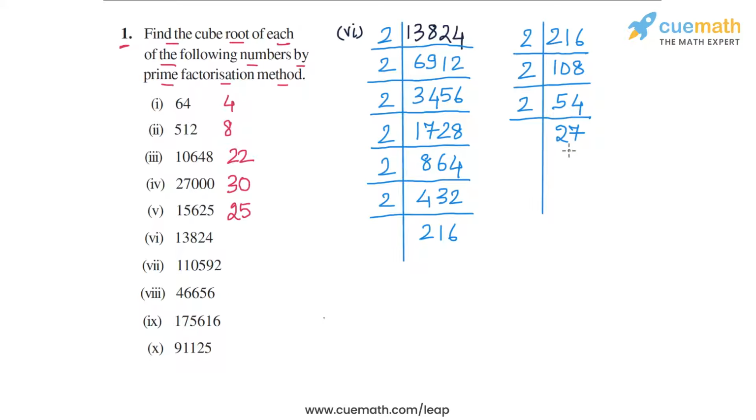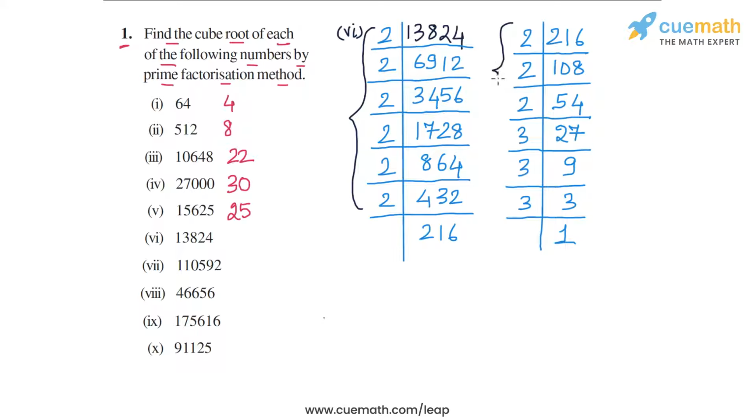Now this is not even, but it is a multiple of 3, so we take out 3, and that will give us 9. We take out another 3, that gives us 3, and finally we take out the last 3, and this will give us 1. And this completes the prime factorization process. Now on the left column we have these 6 repetitions of 2, then we have another 3 repetitions of 2, and we have 3 repetitions of 3. So in total we have 9 repetitions of 2 and 3 repetitions of 3.